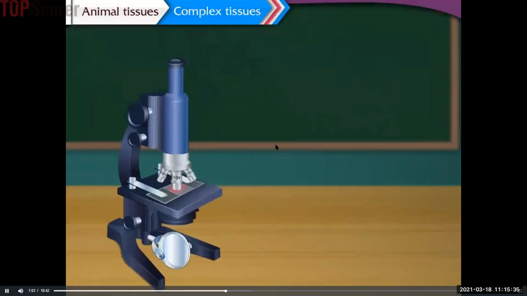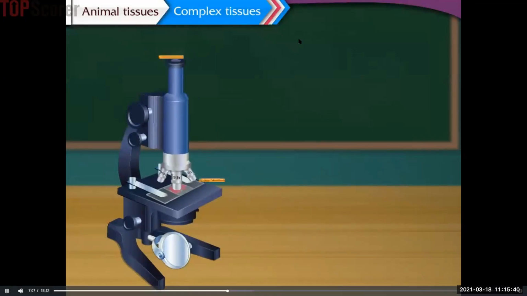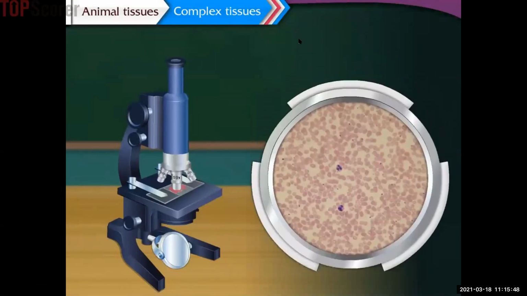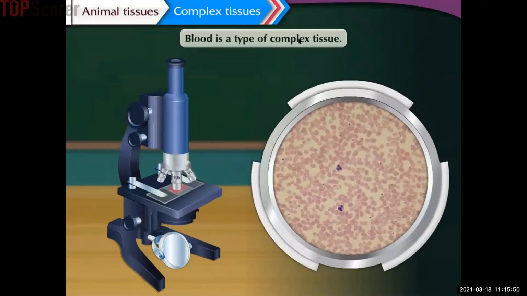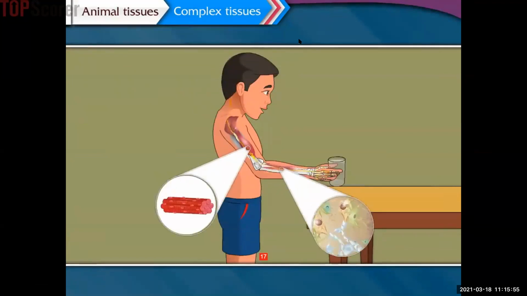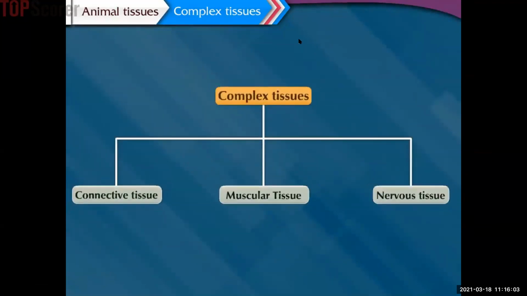We observe a permanent slide of blood under a compound microscope, we can see a mixture of cells of different types, colors, and shapes. Thus, we can say that blood is a type of complex tissue. Complex tissue is made up of more than one type of cells. They work together. We have already mentioned that complex tissues are of three types: connective tissue, muscular tissue, and nervous tissue. Let us now understand about complex tissues in detail.